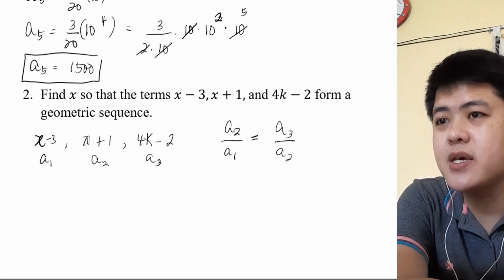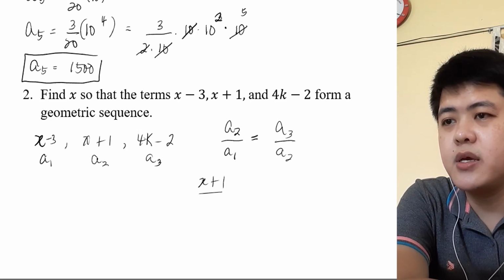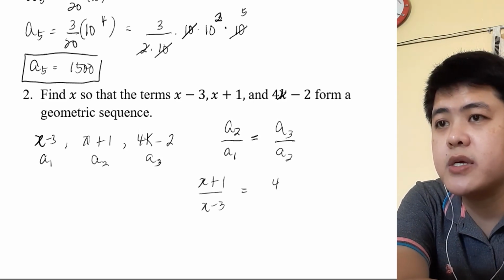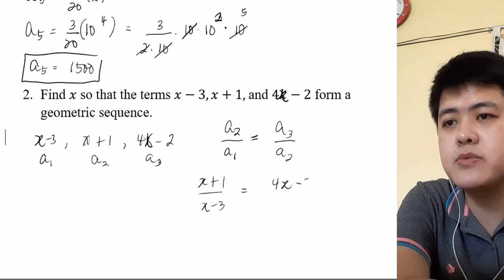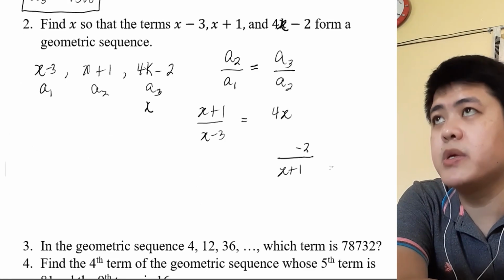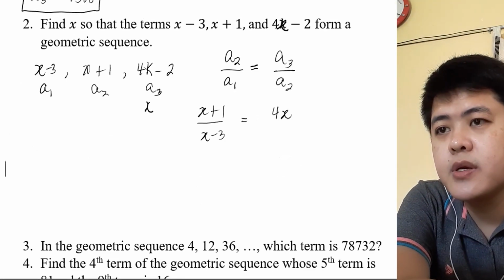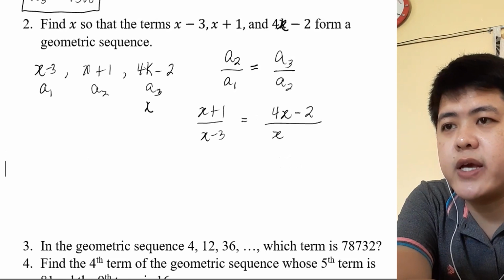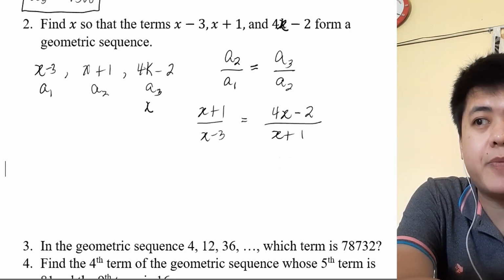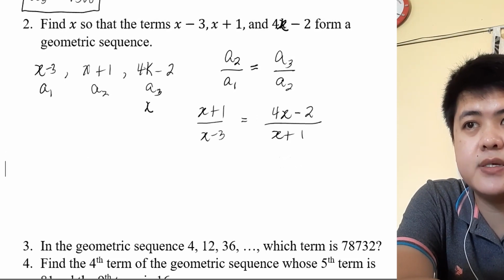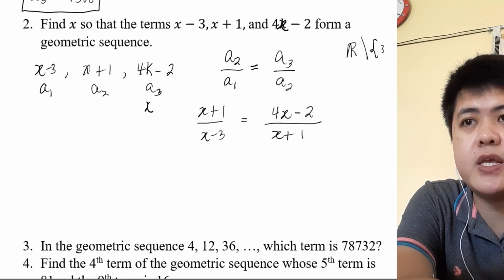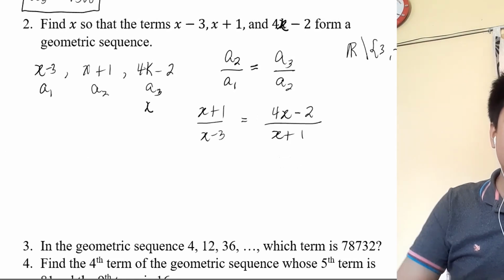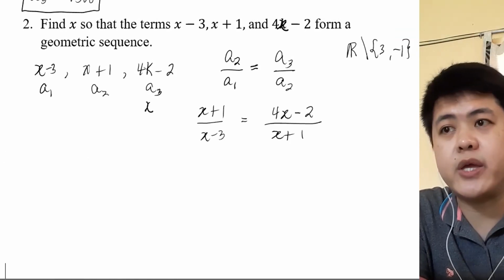So let's just substitute this. We'll get x plus 1 over x minus 3 equals 4x minus 2 over x plus 1. But before we solve this, take note that we cannot have x equals 3. So the domain is all reals except 3 and negative 1. Those are not allowed, because they will make our equation undefined.